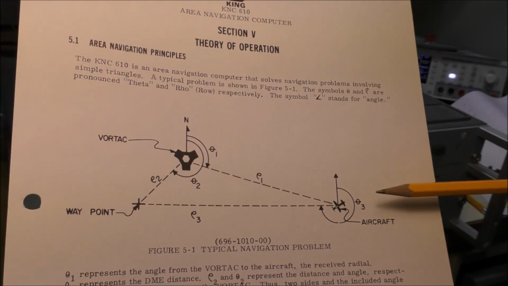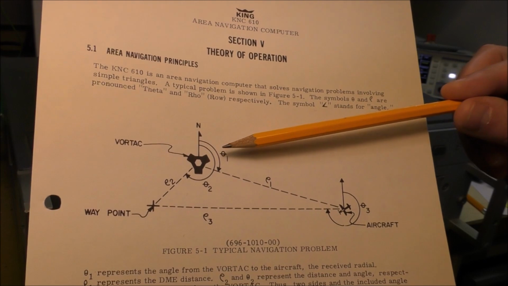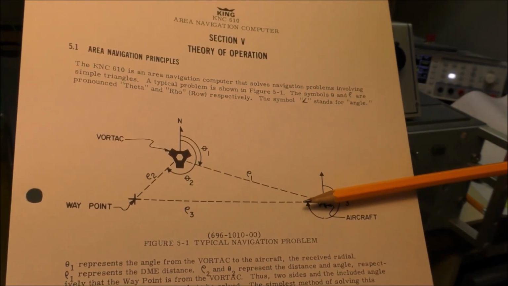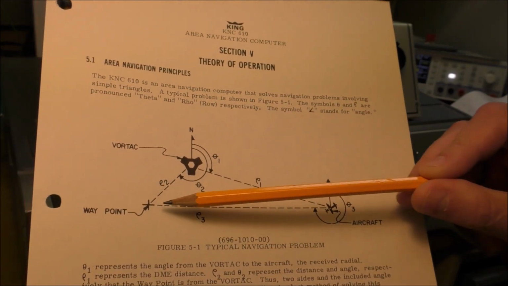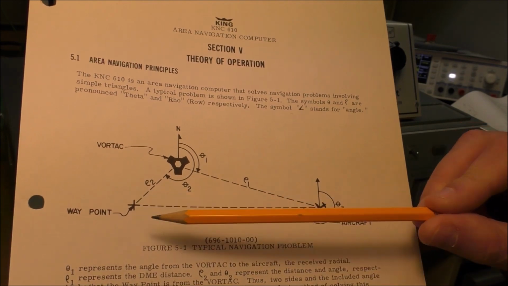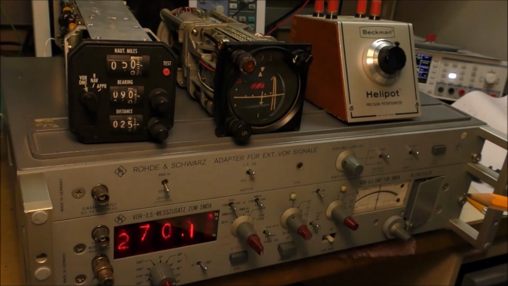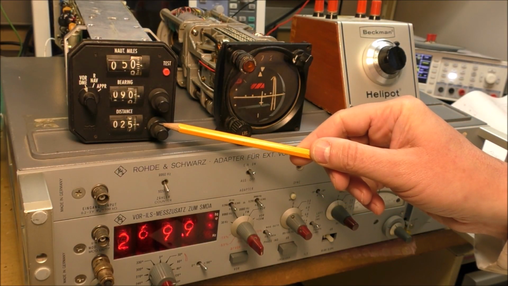On the right we have the position of the aircraft. This is the VORTAC, this is the VOR station. The goal of this instrument is to know this distance here, rho 3, from the aircraft to a given waypoint. For that purpose, the distance between the waypoint and the VORTAC is entered by the pilot. This is the distance which is adjustable by this knob here.